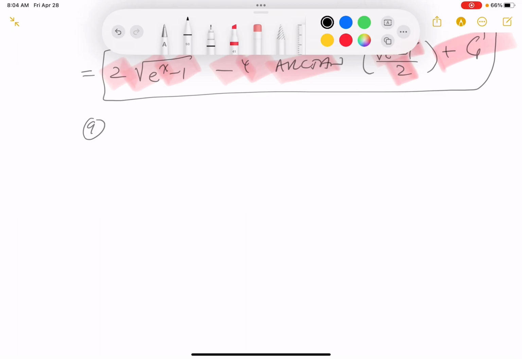Okay, number nine, let's write it down. And then the question is, how are you gonna do that? And one thing to look at, just make a simple u substitution again. Hopefully things will work out for you.